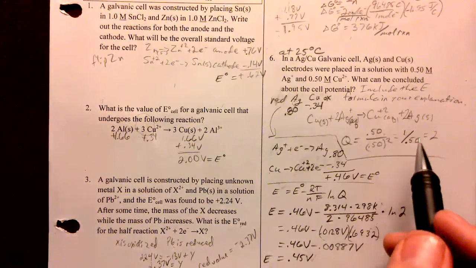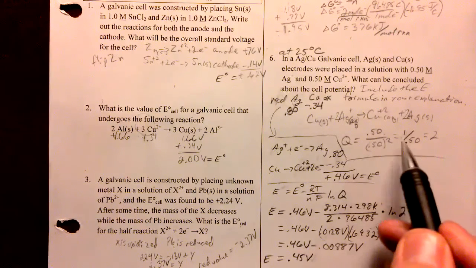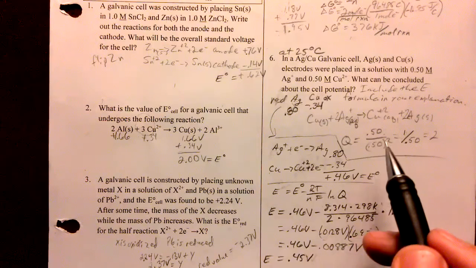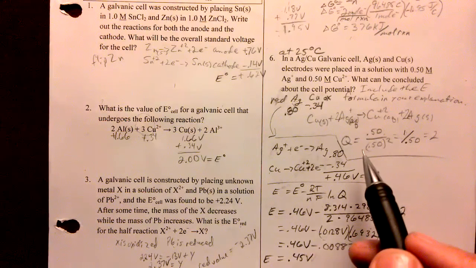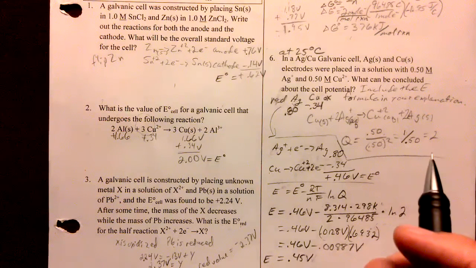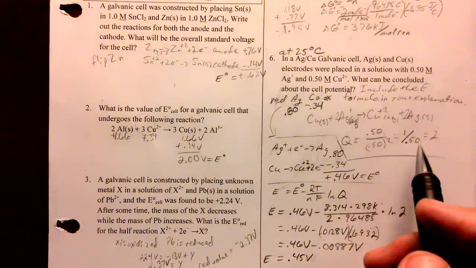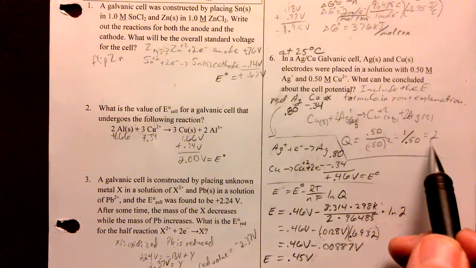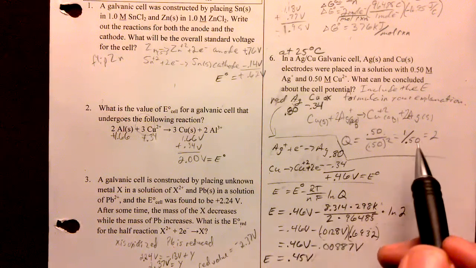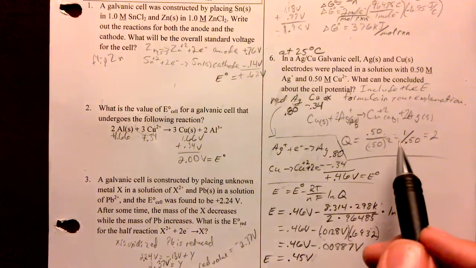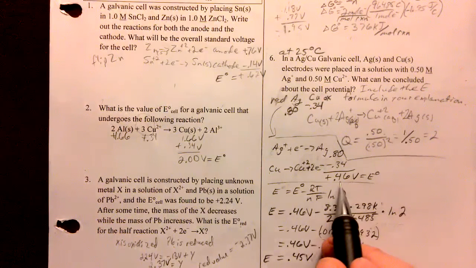Now, probably not by a lot because, as I said, Q has got to approach K. This will all come to a stop when the cell hits equilibrium, and that's when Q equals K. But K for some of these cells is in the thousands. So the change from 1 to 2 is probably not going to affect it much, but by definition, the current cell potential measured in volts must be less than what we get here.